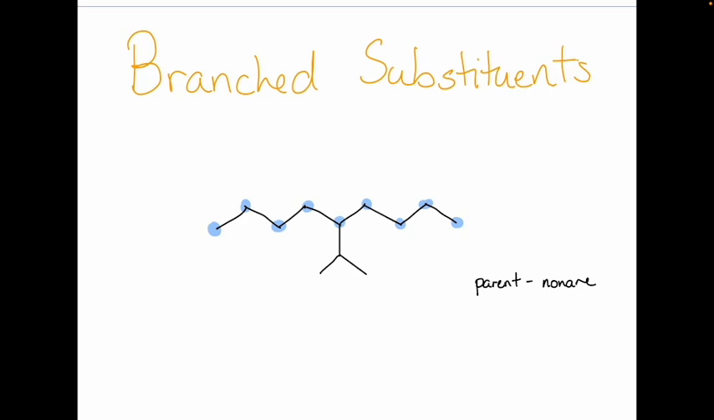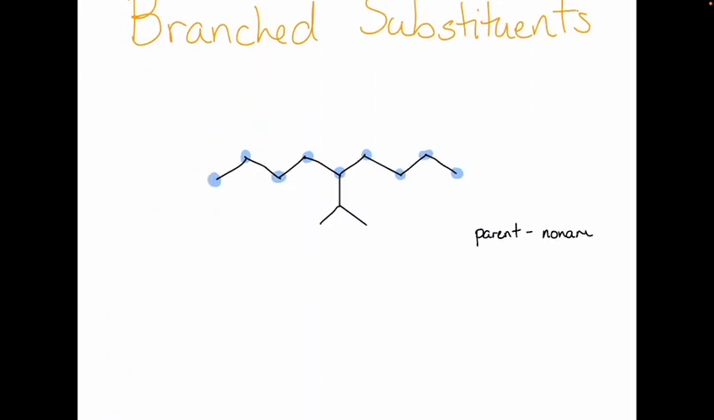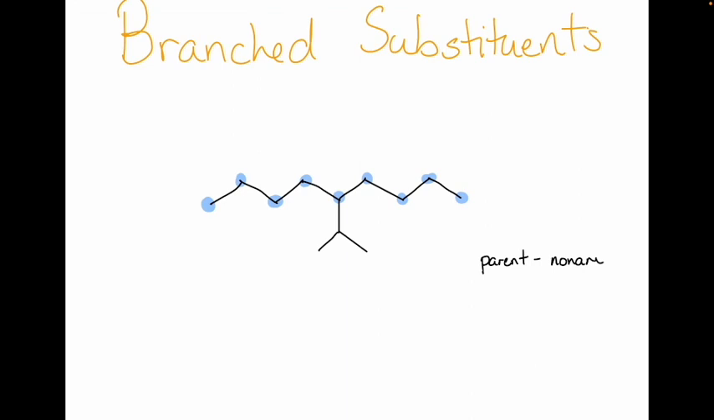But now my substituent isn't just a straight chain group. I have this branch point in there. This whole little fork is my substituent. So how do we go about naming these substituents that have branch points in them? All right. It's actually a very similar process to what we did. All right, again, here's my branch substituent I'm trying to name.